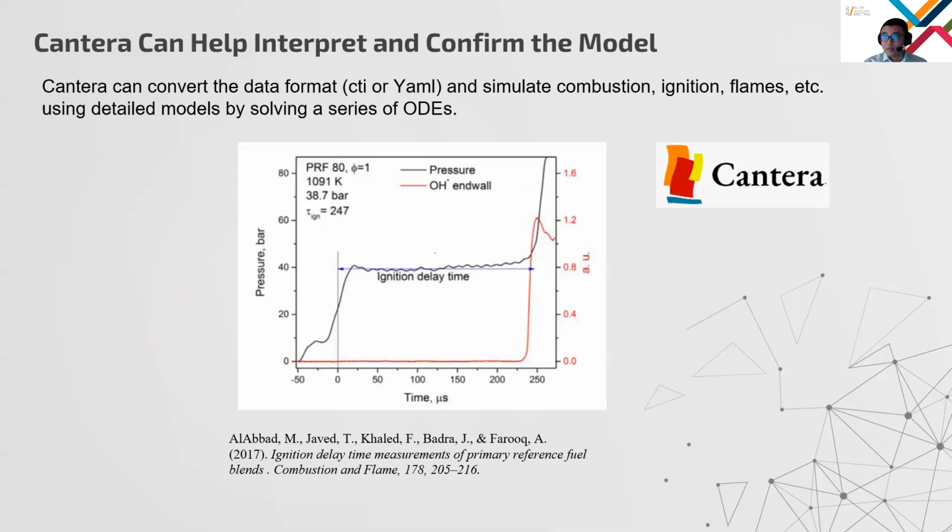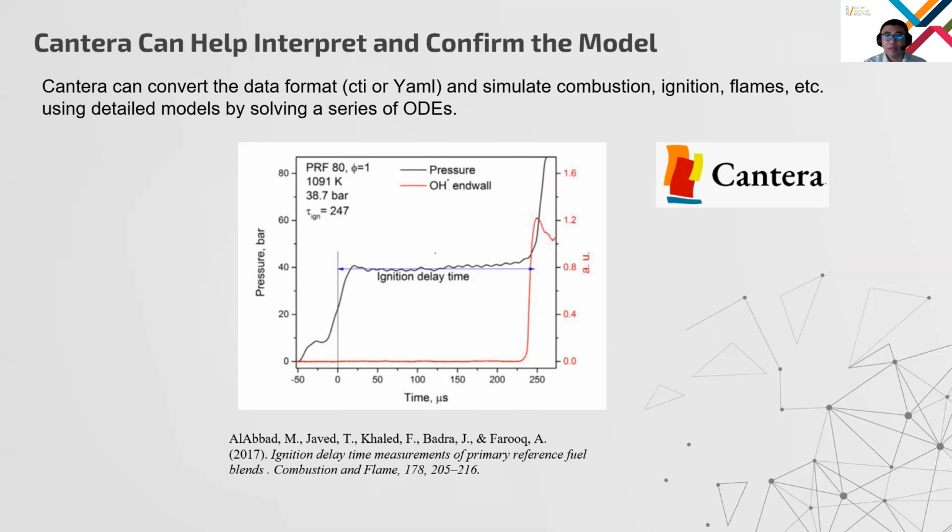As we discussed before, a model can have thousands of species. With that much data, how can we interpret and confirm the model? Cantera can help us do that. Cantera is an open source software to simulate kinetic, thermodynamic, and transport processes. We can simulate this process using Cantera and compare the results with the experimental data to see if there's good consistency, so that we can confirm the mechanism of our model.